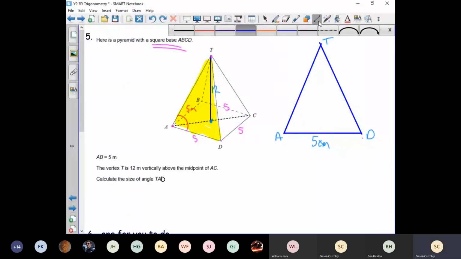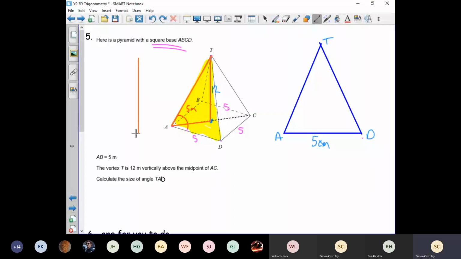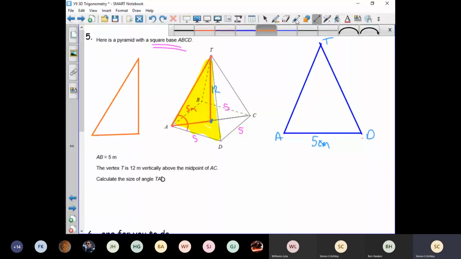Because I think we might need A to T, and to get A to T, we might need this triangle here to eventually be able to work out what I've just drawn on that main shape, to eventually allow us to work out what T to A or T to D, either of those, is going to be equal to. So we're going to have to draw another triangle. This time it is a right angle triangle, isn't it?